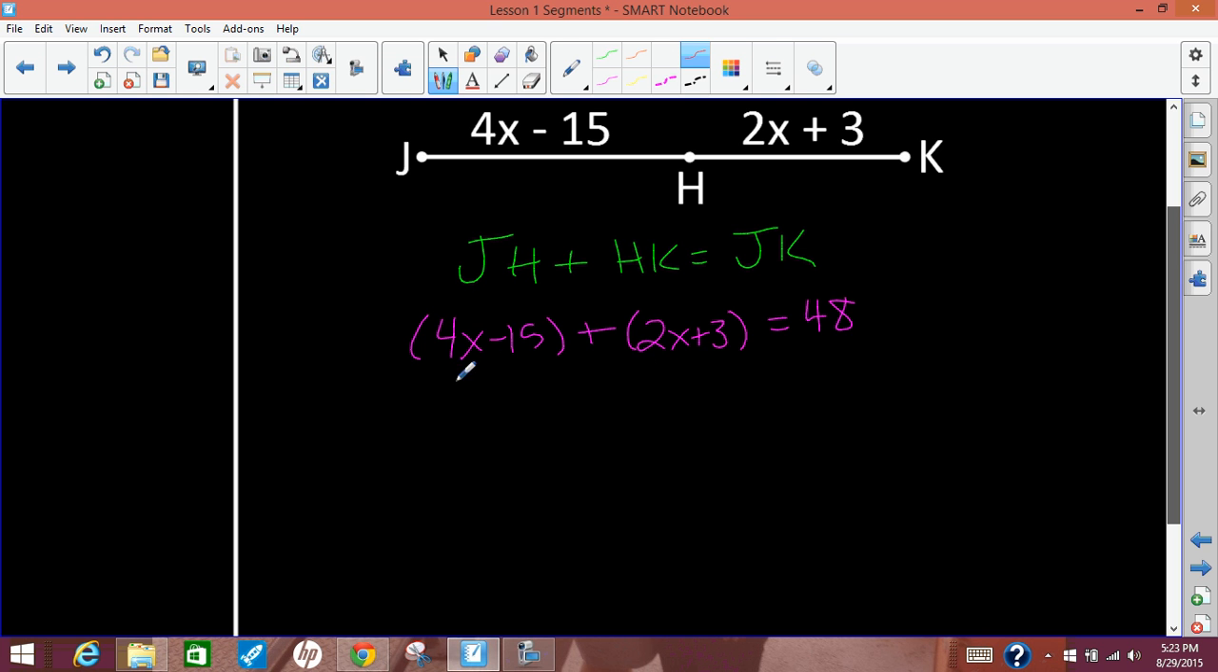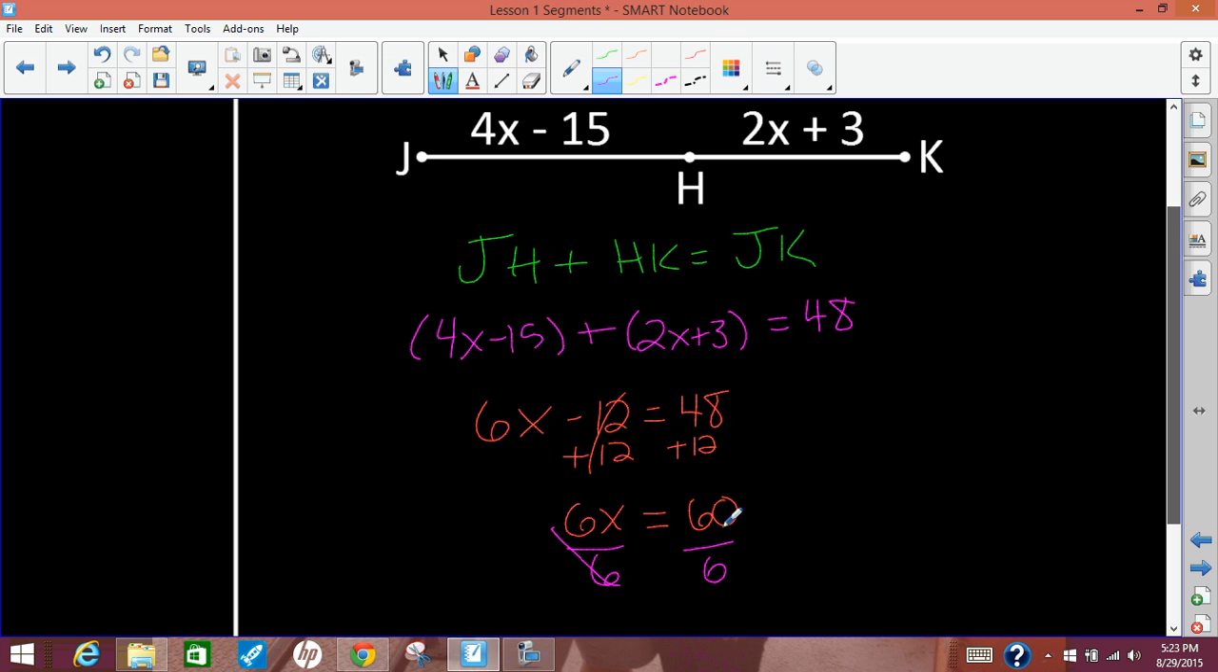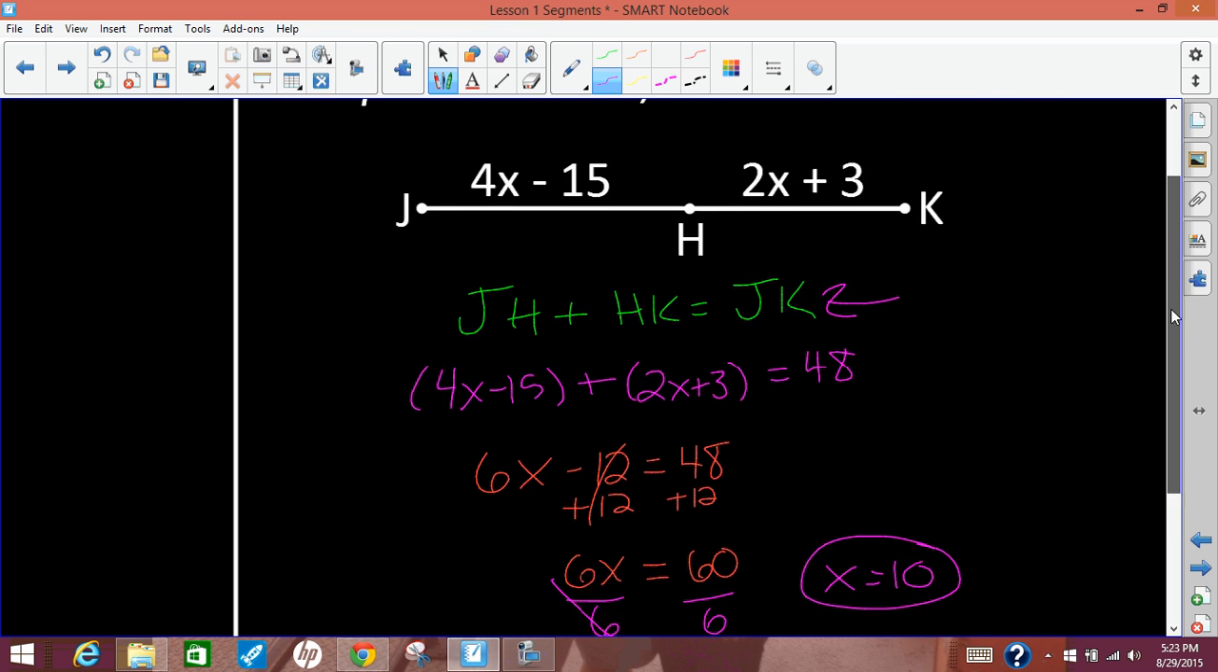We just combine the like terms. We have 4x and a plus 2x. That gives us 6x. We have a minus 15 and a plus 3. That gives us minus 12. I'm going to add 12 to both sides. Then I'm going to divide both sides by 6. And I'm going to get that x is equal to 10. So we set up and solved our equation, and we found out the answer, x is 10.